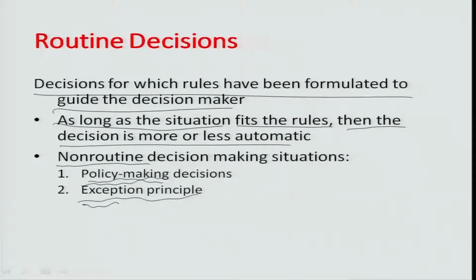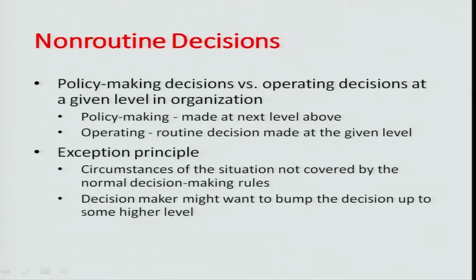So, these kinds of decisions are typically known as non-routine decisions, and we normally use them in case of any exceptions or deviations which have not been thought of. Let us look at non-routine decisions in terms of policy making decisions versus operating decisions. Policy making decisions are typically made at a level above, definitely not at the level where the decision has to be taken, and could be related to something where multiple stakeholders are involved.